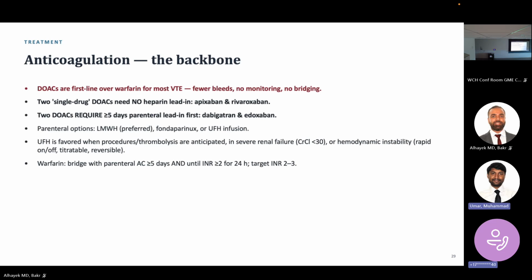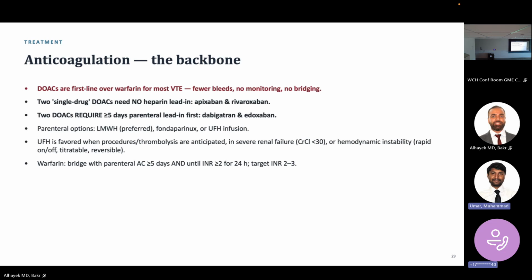Okay, so 2 DOACs, they do not need bridging. What does it mean to say that this patient needs bridging? You'll hear it a lot on the floors. What does it mean? Yeah, but what does bridging mean? You have to start both heparin and warfarin together for the first 5 days, and then you stop the heparin and continue with the warfarin.